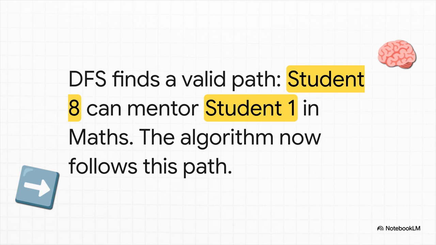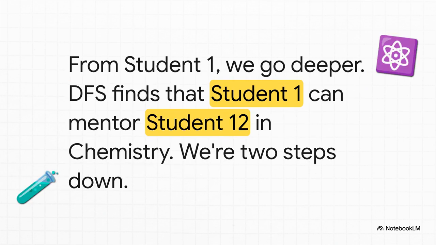So the algorithm follows that path, and importantly, it makes a little note. Okay, we've used maths. Now, from student 1, we don't stop, we go deeper. DFS looks for who student 1 can mentor in one of the other subjects, and bam, it finds one. Student 1 can mentor student 12 in chemistry. Our chain is now 2 links long.